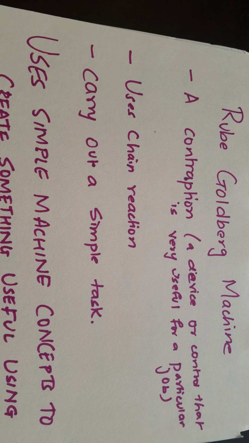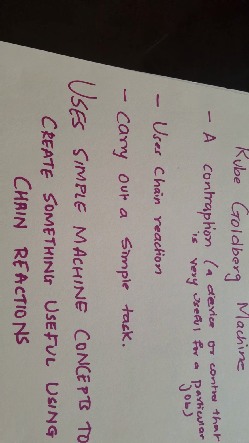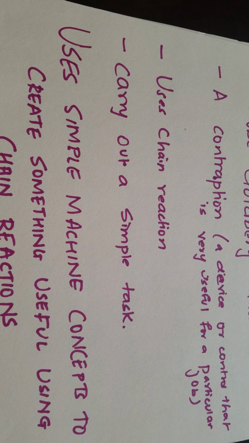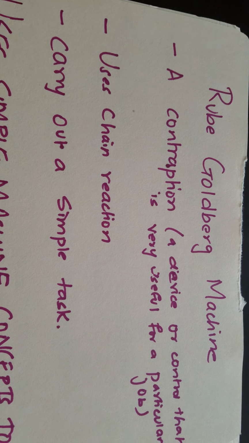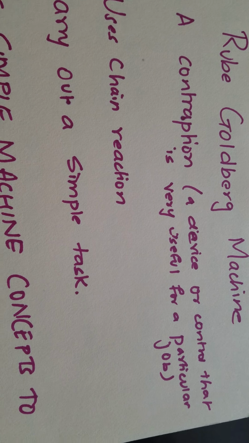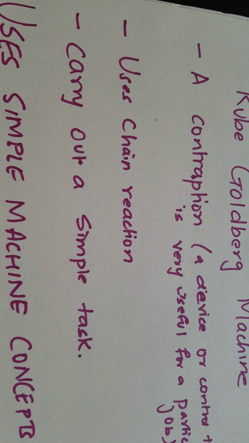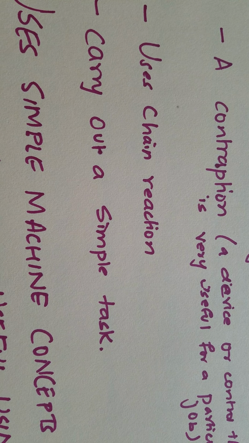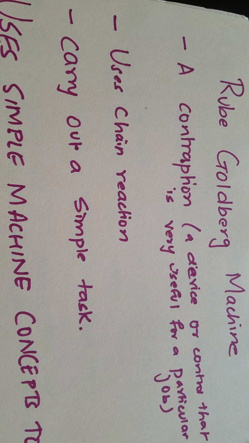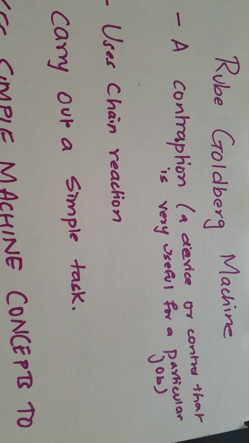It uses simple machine concepts to create something useful using chain reactions, which creates a complex machine. So what does a Rube Goldberg machine have? It's a contraption. A contraption is a device that is very useful for a particular job, and then it uses chain reaction, and it carries out a simple task. So it uses simple machine concepts and chain reaction to carry out a very simple task.